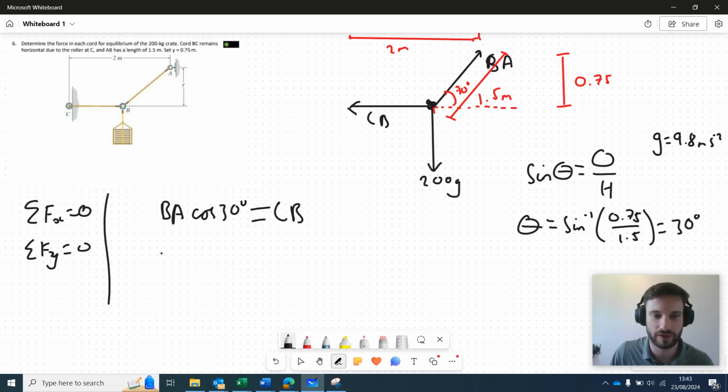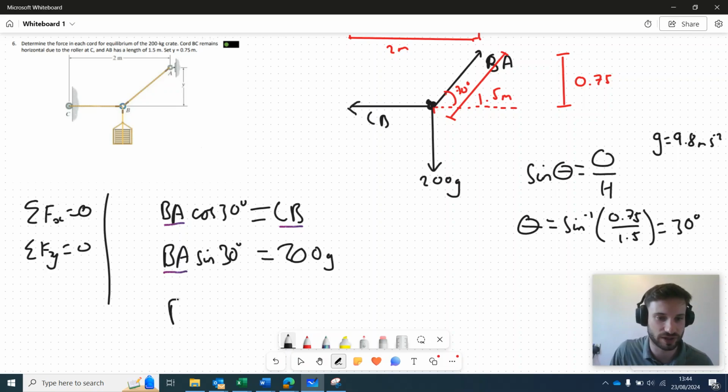Okay, let's resolve vertically then. Things acting up, I've got the vertical component of BA, BA sine 30. And acting down, I've got this 200G weight here. So I can say that BA sine 30 is equal to 200G. I should have mentioned earlier that when we resolved horizontally, we determined an equation that in its own right is not solvable because there are two unknowns in it. But when we resolve vertically, we determined an equation that only has one unknown in it. So this equation here is solvable in its own right.